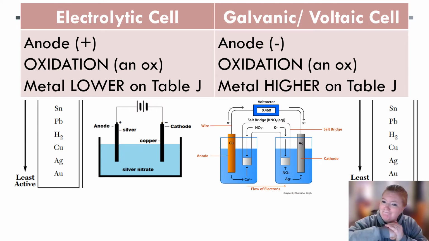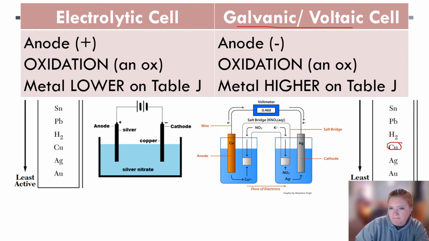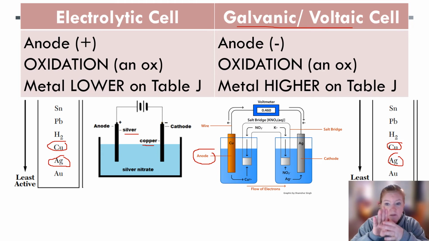Here's the other change. So remember, force it. So the anode becomes positive. And why that happens is because on Table J, the element that is higher in a galvanic or voltaic cell is the one that is oxidized. So if I look, I have Cu and I have Ag, right? Cu is higher. So you can see Cu is the anode. This is a voltaic cell. Now you can see I still have silver and copper, right? But this time, silver becomes the anode. It's the lower one, okay? So those are the two changes, really. The anode changes charge because it swaps locations on Table J.